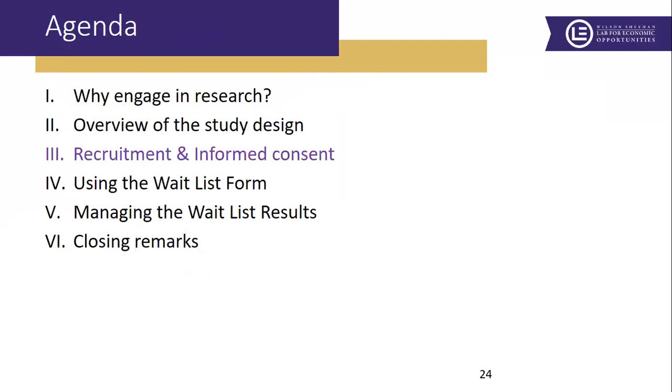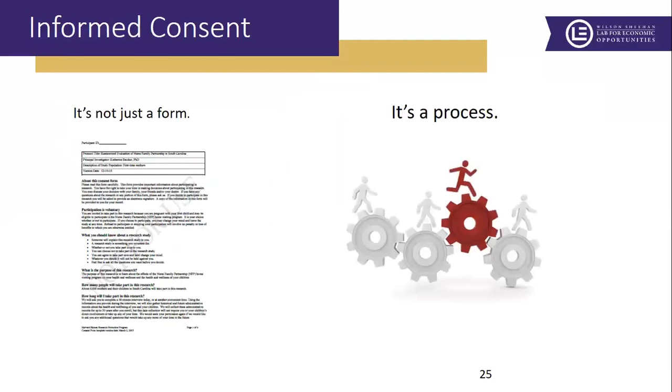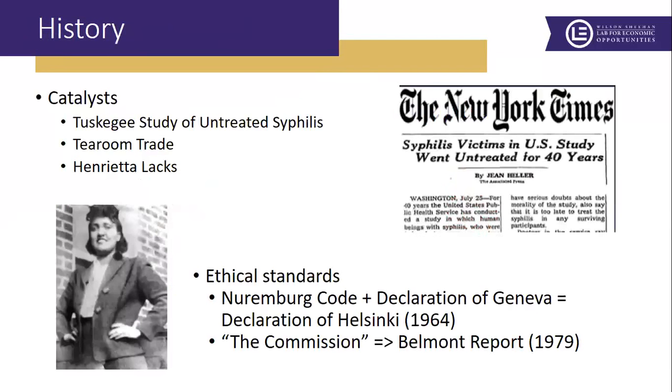So now we're going to talk about the recruitment and informed consent process. Informed consent is not just a form, it's a process. It's really about how we respect and involve participants in research as active participants along the way, and make sure that they know what they're getting into and that they understand what we're asking them to do. The reason that we're so concerned about informed consent is because throughout history, there were all of these catalysts that caused us to really take a hard look at how we engage in research when humans are participants.